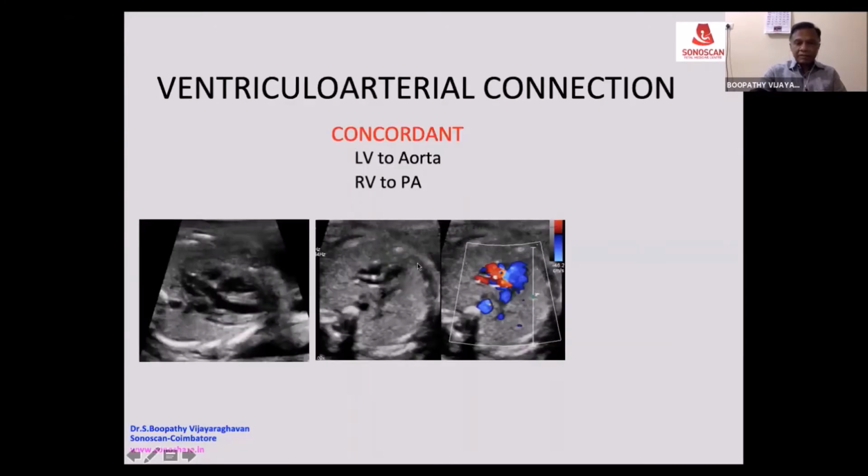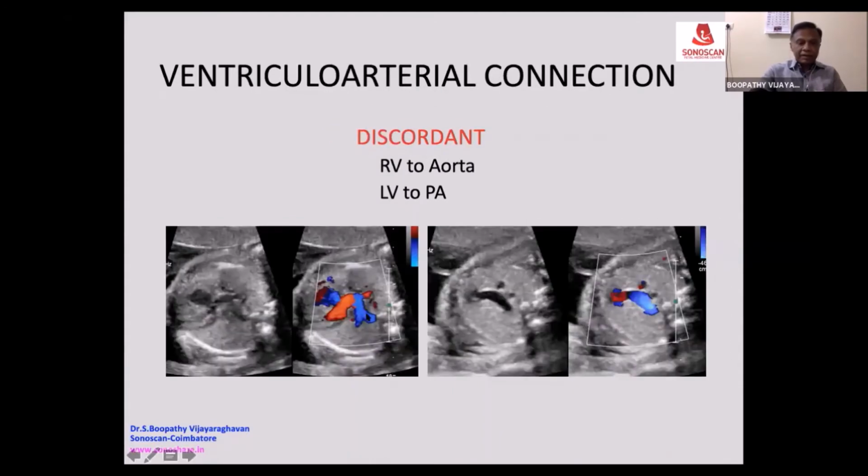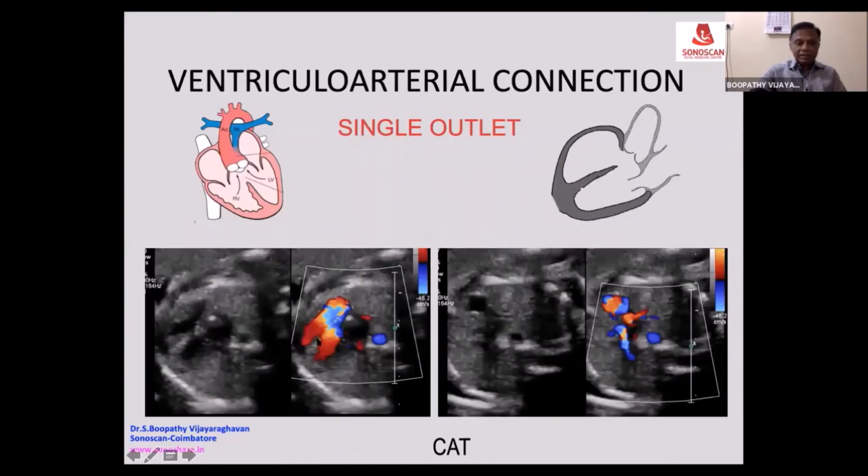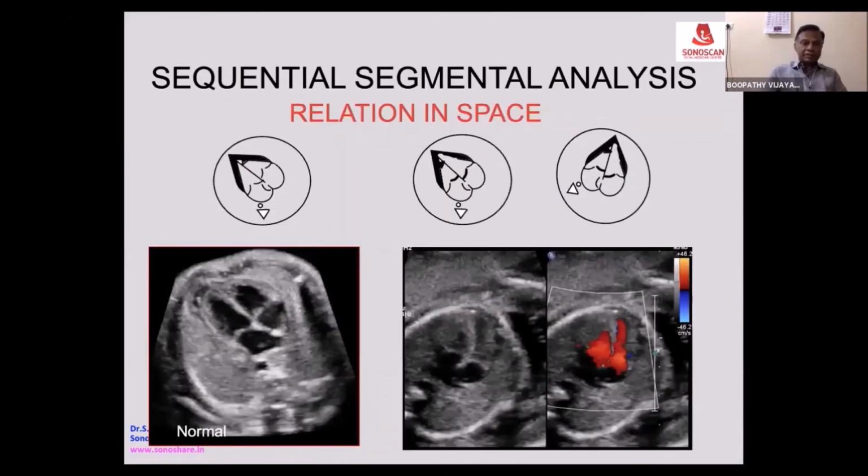In TGA, the aorta will arise from the anterior right ventricle and go directly posterior, so both the great arteries run parallel without crossing each other. And then in the 3VT, the branching pulmonary artery is connected to the left ventricle, posterior and on the left side. Now here, both the great arteries are arising across the interventricular septum, so there is a single outlet ventricular arterial connection. Then the last point is relation in space.